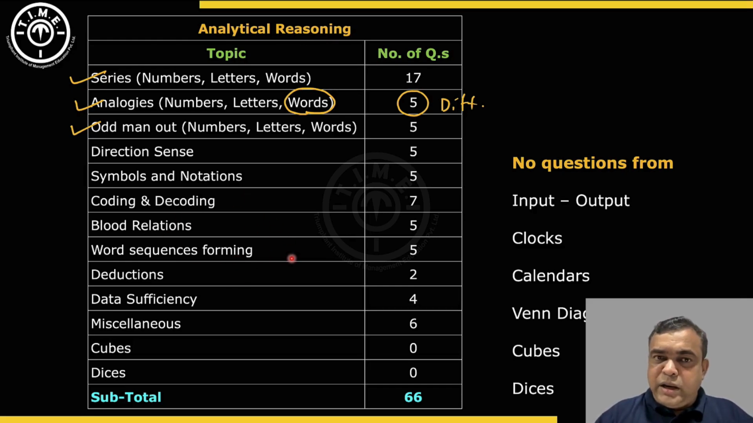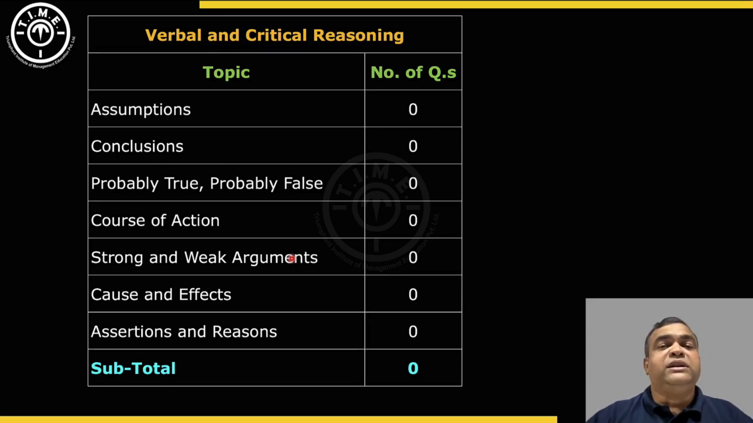Fine. Next part. In this, no questions on verbal or critical listening. Not a single assumption, conclusion, nothing. Total 0 weightage in this part. So 9 questions from analytical puzzles, but single questions, only one set of 2 questions, and all the remaining 66 questions were analytical reasoning, no verbal and critical listening part.